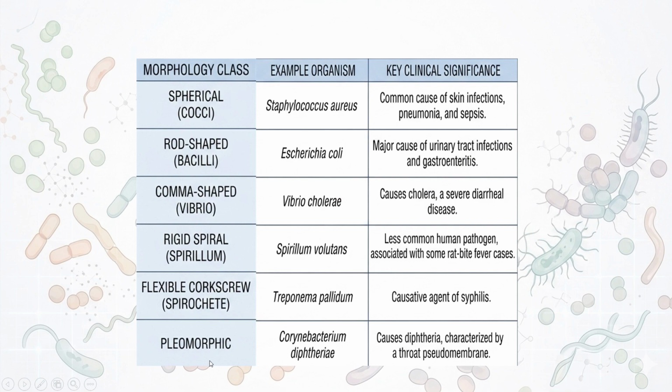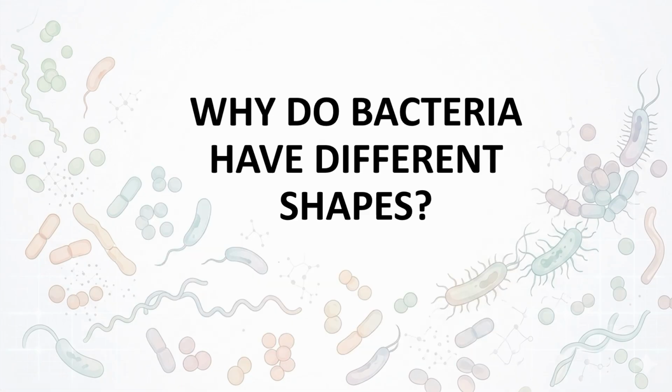Now in pleomorphic bacteria, the best example is Corynebacterium diphtheriae. You have heard about diphtheria, right? It is the causative agent of diphtheria, and it is characterized by a throat pseudomembrane. That doesn't matter here. Now you have to learn the example organism. Now, coming back to the question, why do bacteria have different shapes?